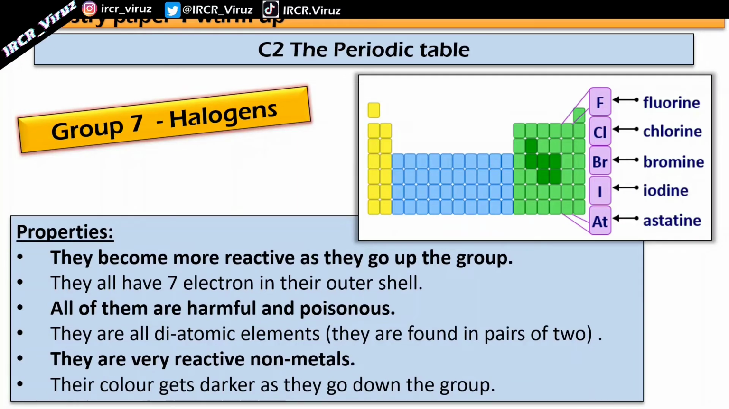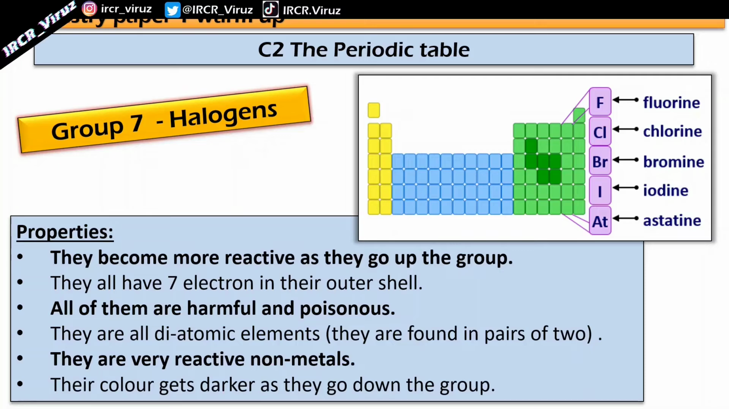Right, this takes us to group 7, the halogens. They become more reactive as they go down the group. They all have 7 electrons in the outermost shell. All of them are harmful and poisonous. They're all diatomic elements, meaning that they are found in pairs. You will never find a Cl or an F or a Br by themselves. You will find them as F2, Cl2, Br2, I2, and so on, okay?